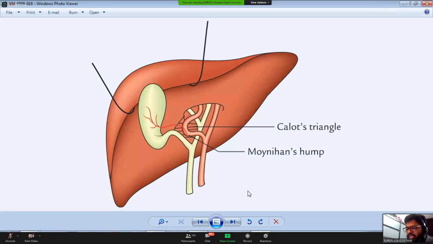What does uncinate process mean? Uncinate means hook shaped or curved, as it is projecting from the head and making a curve. That's why it is called uncinate process. Always learn the meaning of these words, then you will remember. What is fundus, what is uncinate process, what does tuber mean, elevation, right? We will find such words, and we need to know what they mean. If you know the meaning, it is easy.